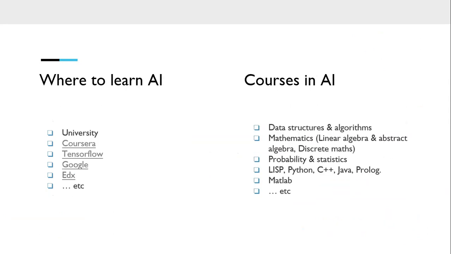So some courses in AI are data structures and algorithms, mathematics, probability, statistics, Python programming, C++, Java, MATLAB, and discrete maths. There are a lot of courses that one can take to enter into the field of AI. And then where to learn them, we have a lot of online resources to aid in the studies as well.